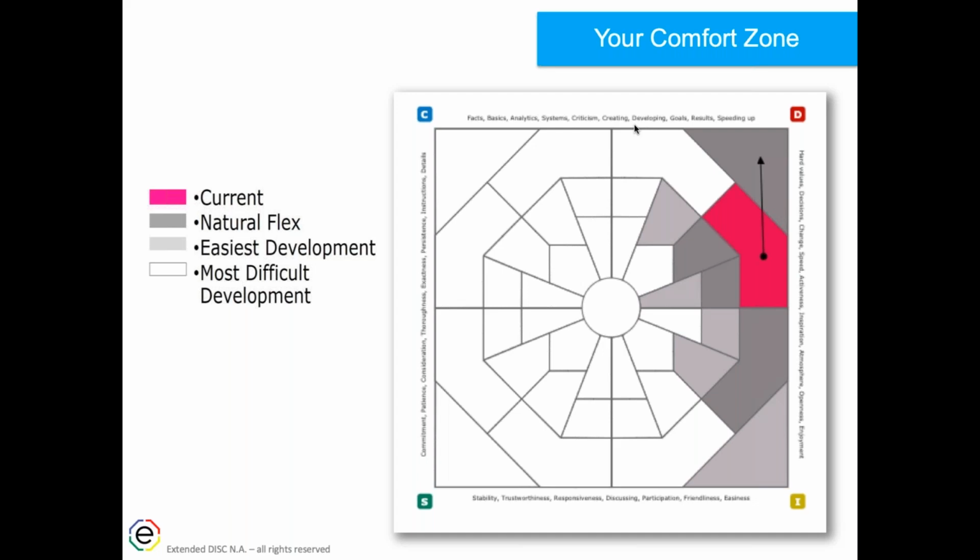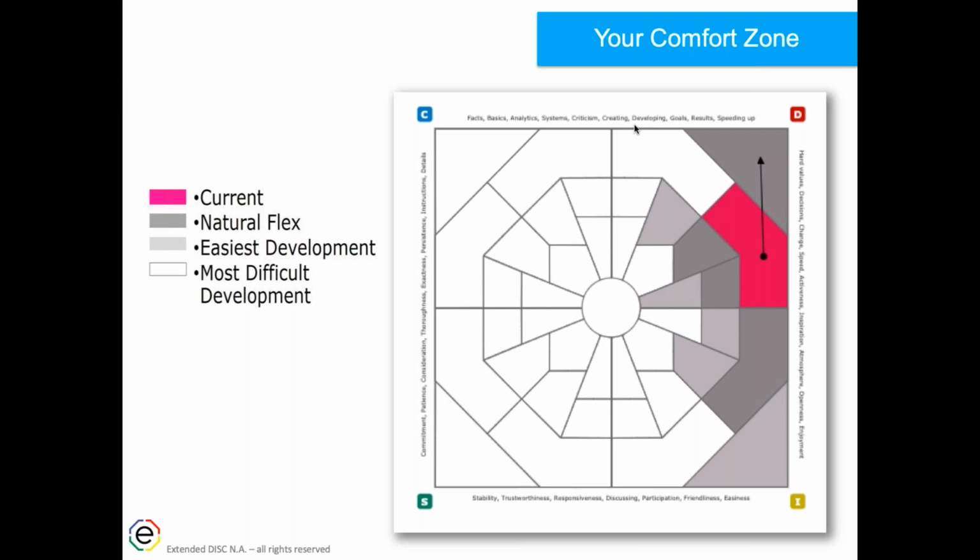And sometimes that needs just a conscious prompt or conscious adjustment on your part, but typically does not take much energy. And then you have the most difficult development zone, which are the D styles in the areas of white, and those tend to take the most energy. And obviously, the furthest from your natural or current zone, the more energy it takes.